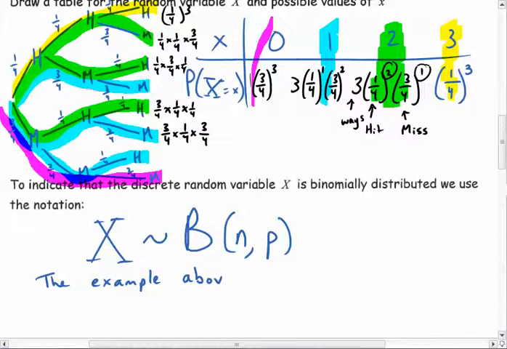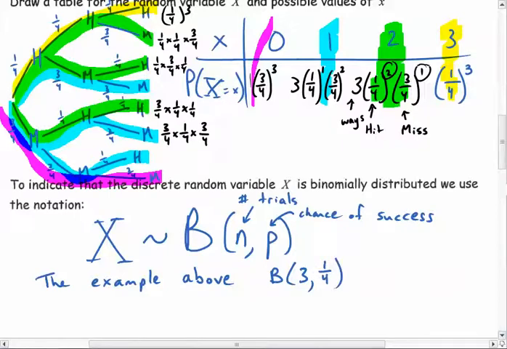In the example above, we would have binomial, and n represents the number of trials. So that's how many times we tried. In the example above, we tried 3 times to see if we could hit. So n would be 3. And p represents the chance of success. We were looking for if we could possibly hit, so the chance of success would be, what's the chance of hitting? So that would be 1/4. B represents binomial, and binomial just means that there's 2 possibilities, either you get it or you don't.